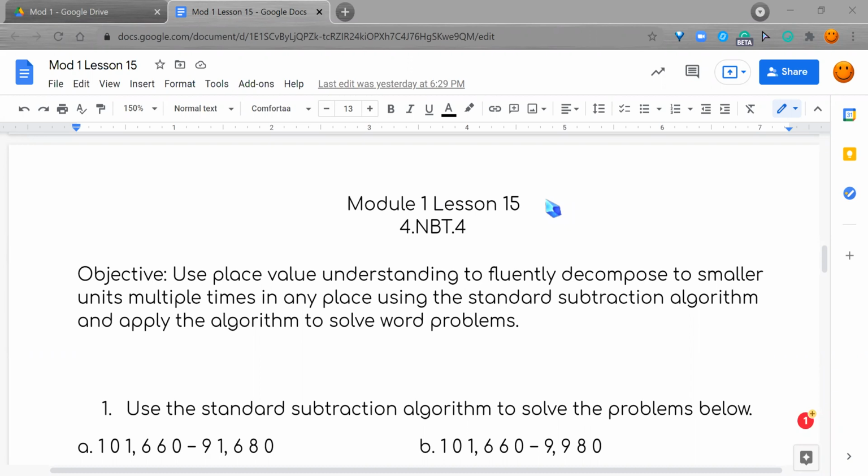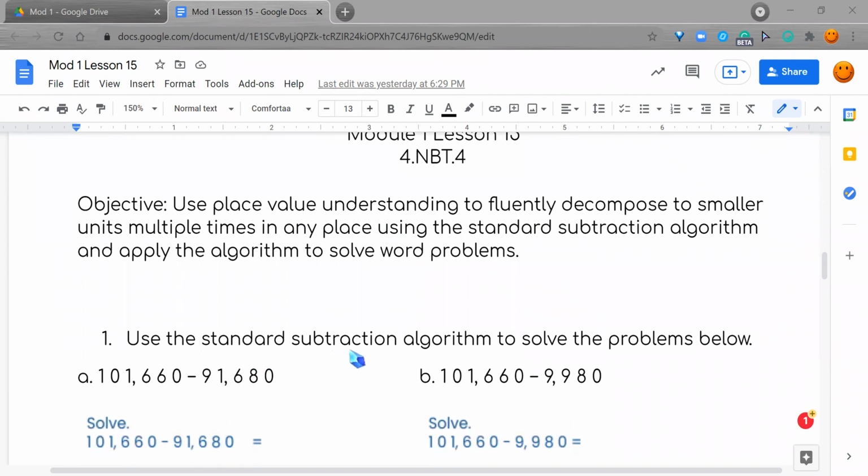We're doing Module 1, Lesson 15, and our objective is to use place value understanding to fluently decompose to smaller units multiple times in any place using the standard subtraction algorithm. Apply the algorithm to solve word problems. And yes, we're going to start off with just basic problems and then go to our word problem. We're going to do 2 this time.